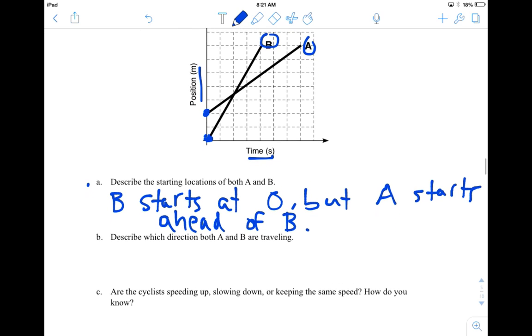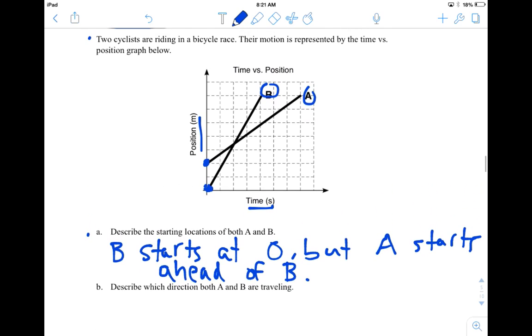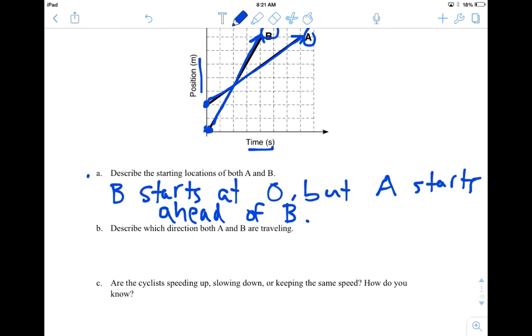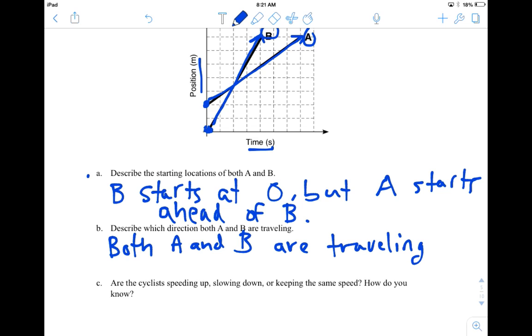Okay, so describe which direction both A and B are traveling. Well, this one's pretty easy, because we see that B's position is getting bigger. A's position is also getting bigger. So both A and B are traveling, we'll call this, away from 0. So they're traveling the same direction and they're both getting farther away from 0.